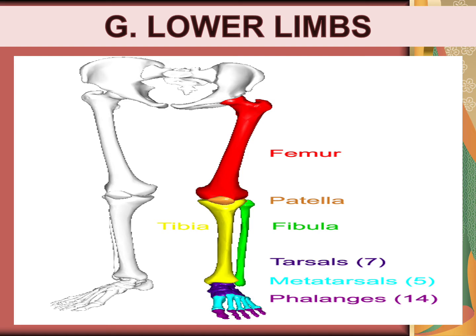The bones of the lower limb are the femur, patella, fibula, tibia, 7 tarsals, 5 metatarsals, and 14 phalanges, all on the one side. There's another side, so both right and left. These lower limbs carry our total body weight, especially when we are erect.